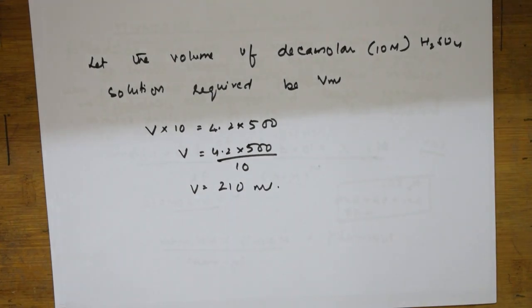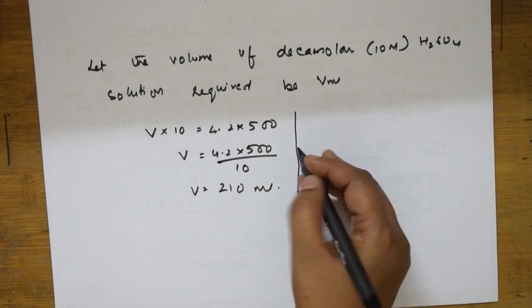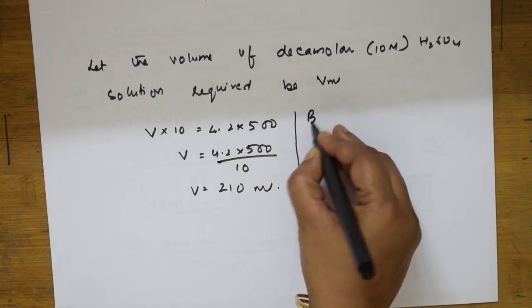Now, second, because I need to find this one, isn't it? Equivalent mass is nothing but the molar mass divided by the basicity, isn't it? Yes. So that's why I'm trying to find this value. So 210 ml I've got. Now, what is basicity?